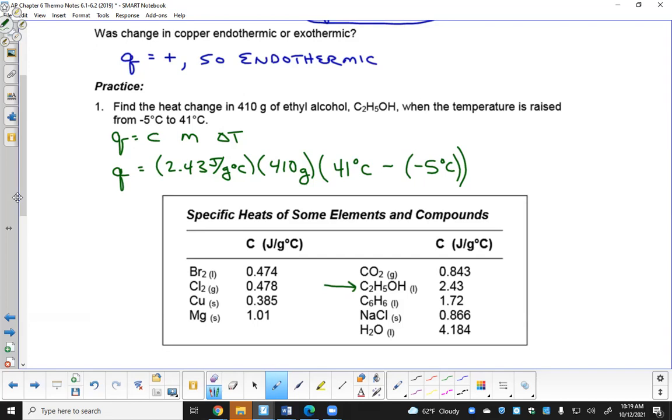And solving for that, 46,000 joules of energy would be absorbed. And again, it makes sense. The temperature is going up from -5 to 41. How's the temperature of something going to go up? You've got to put heat energy into it. It's got to be an endothermic process for that to warm up.